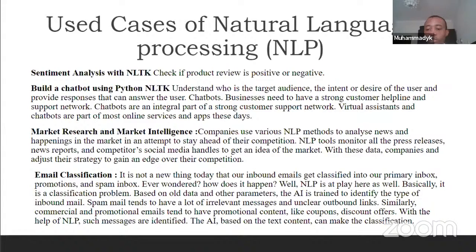And just to quickly brush up, we also have chatbots. Somebody talked about chatbots in one of the previous sections. We now have chatbots that serve as virtual assistants for us in some of our businesses. Examples of chatbots or virtual assistants we have are Apple's Siri, Alexa, and Cortana, and all of those. We also have market research and market intelligence, email classification, and the likes.